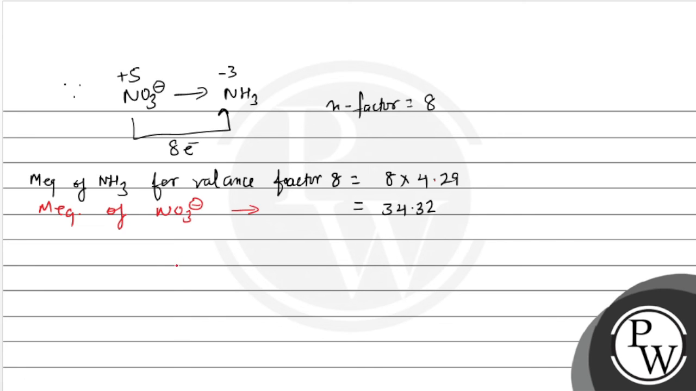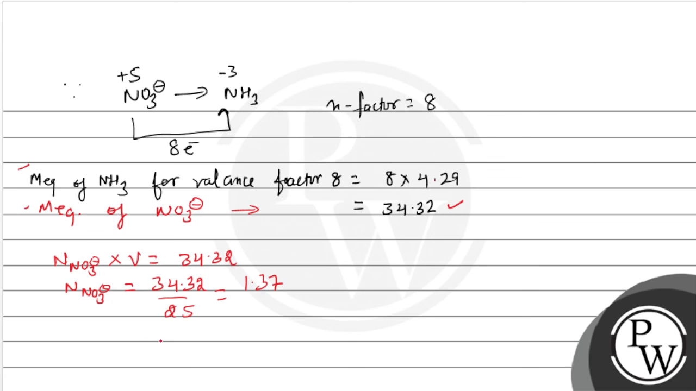Because these both will be equal, these are of the reactants and these are of the products. Now normality of NO3 negative into volume would be equal to the number of gram equivalents, that is 34.32. Since the volume of the solution is 25, divide by 25 and we will be getting the normality of the solution.